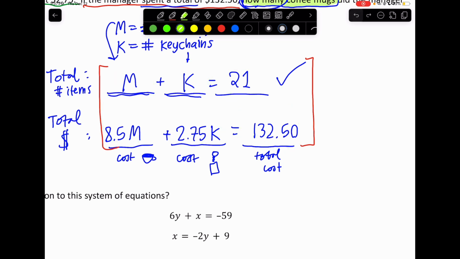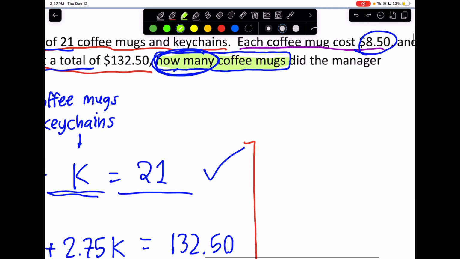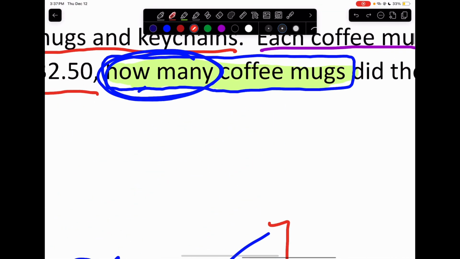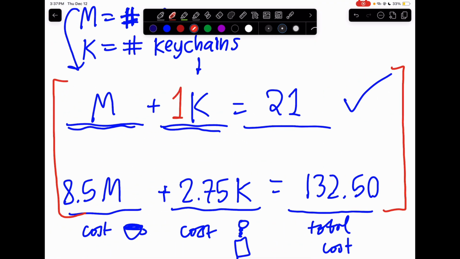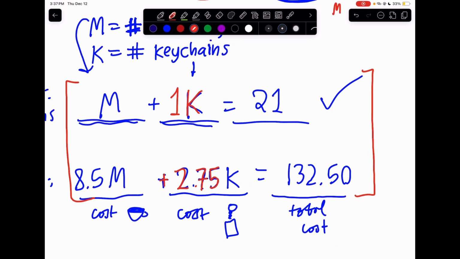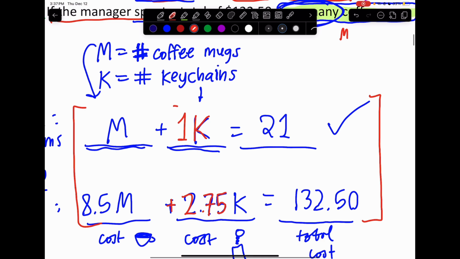And I know I'm being strategic here. I want to solve for coffee mugs, which is M. So I want to end up with M equals, which means I have to eliminate K. So let's see. Up here I have 1K. Down here I have 2.75K. So to make them cancel out, I maybe want this to be a negative 2.75K.